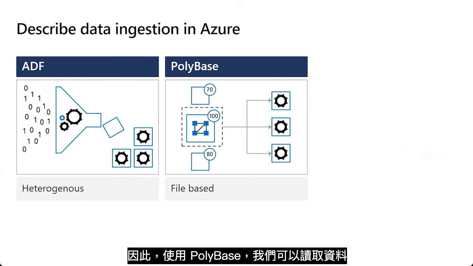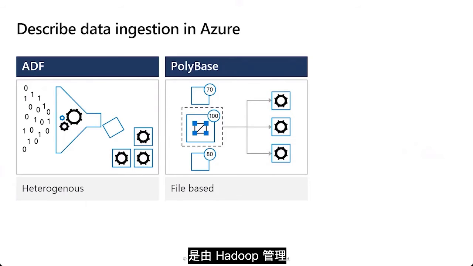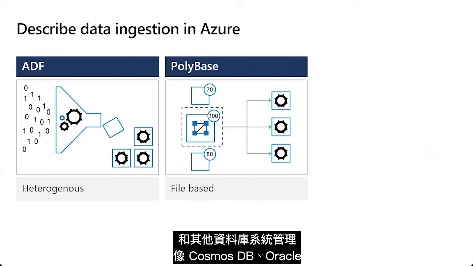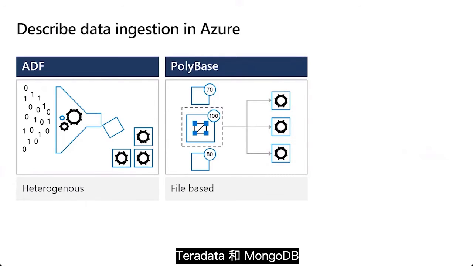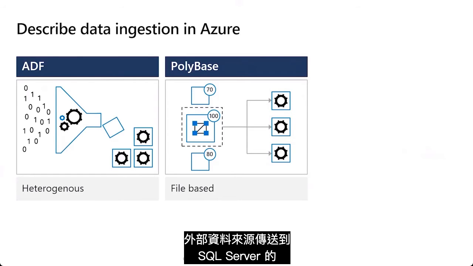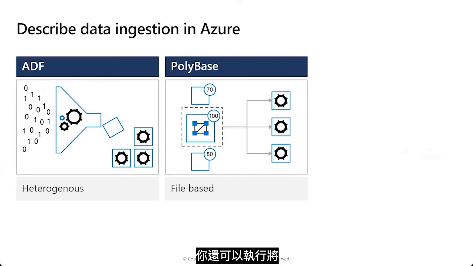Using Polybase, we can read data managed by Hadoop, by Spark, by Azure Blob Storage, and other database systems like Cosmos DB, Oracle, Teradata, and MongoDB. Polybase also enables you to transfer data from an external data source into a table, as well as copy data from an external data source in Azure Synapse Analytics or SQL Server. You can also run queries that join tables in a SQL database with the external data, which enables you to perform analytics that span multiple data sources.